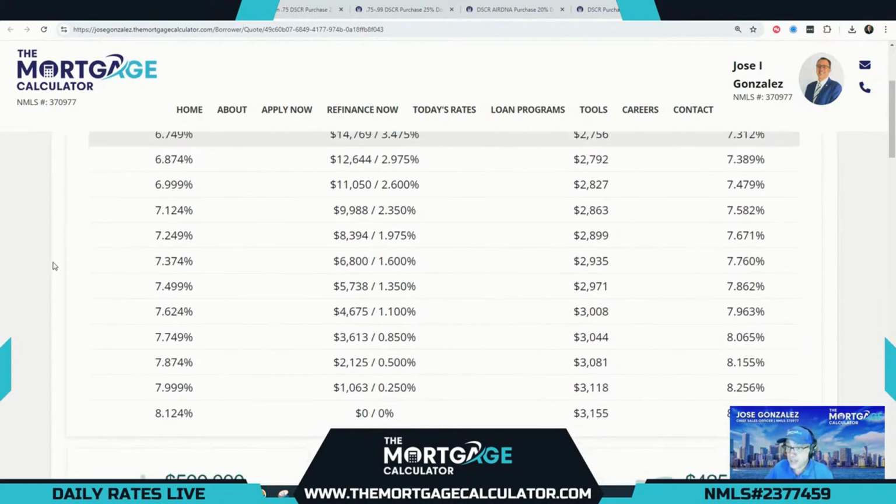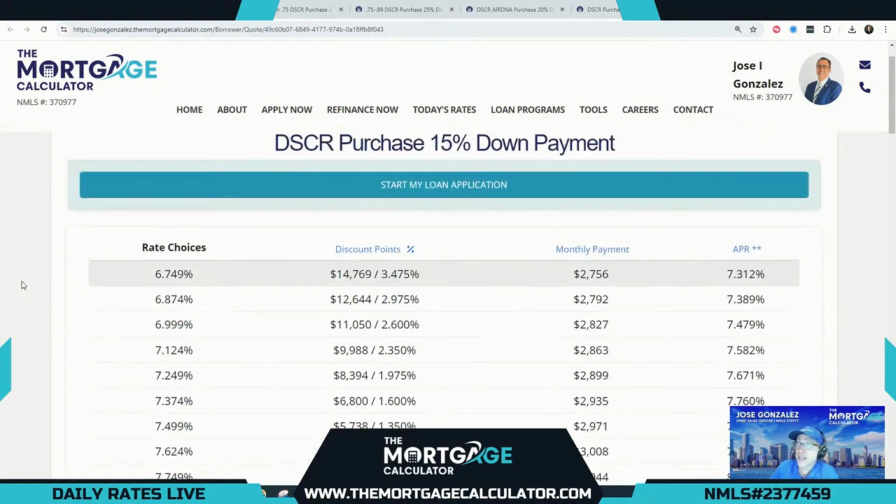8.124 is our lowest cost option at par, which is absolutely amazing considering this program not too long ago was in the 10% range. And 6.749 is our lowest rate option for our 15% down DSCR purchase.